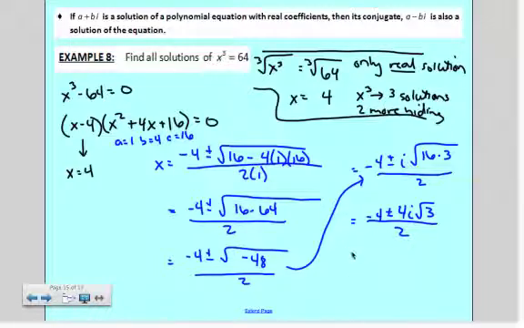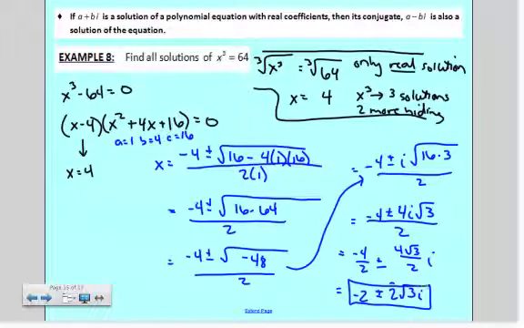And now we can just do negative 4 over 2 plus or minus 4i over 2 times the square root of 3. Now simplify what you can: negative 2 plus or minus 2 square root of 3 times i. There you go, we're done. And that is the lesson for today.